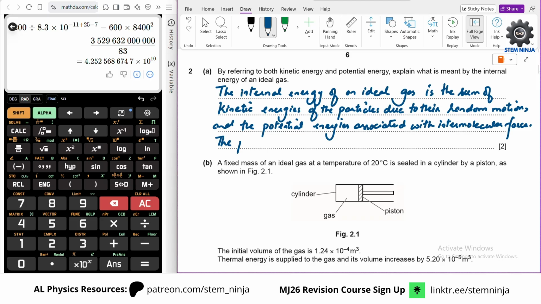The potential energy is 0, since there are no intermolecular forces in an ideal gas.